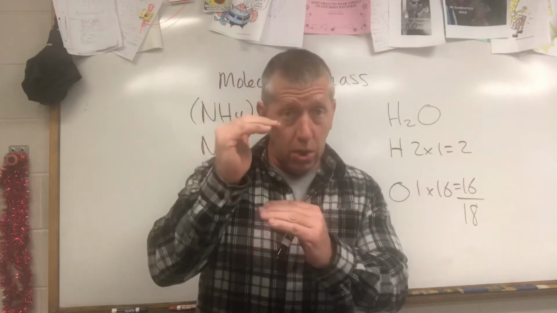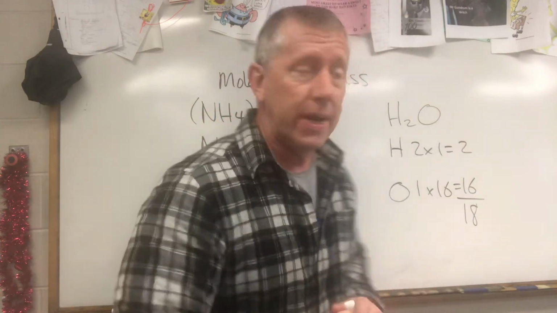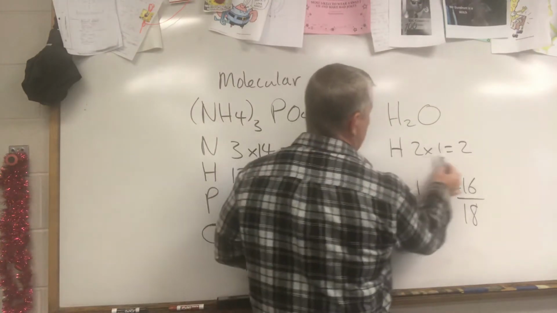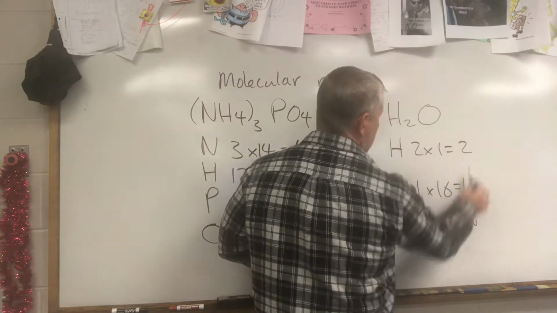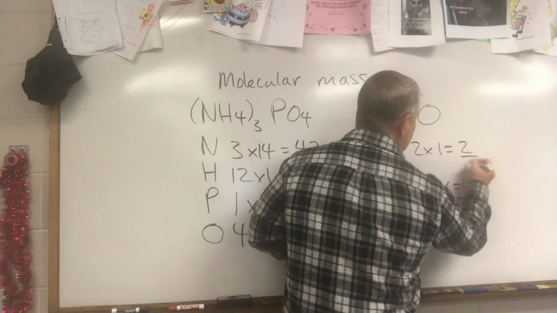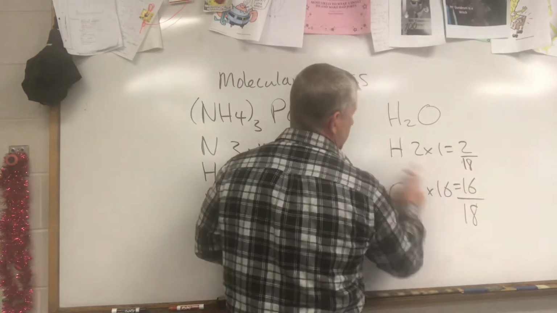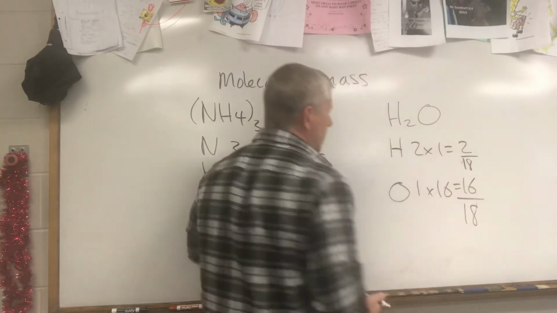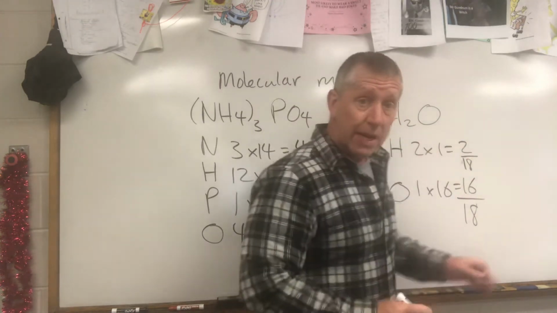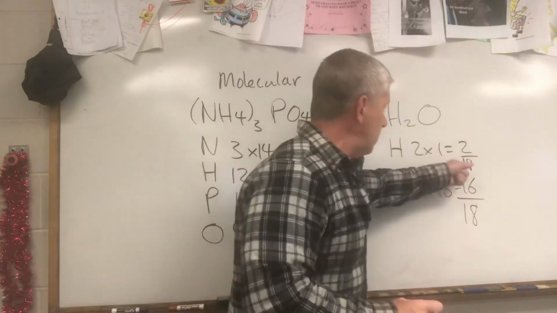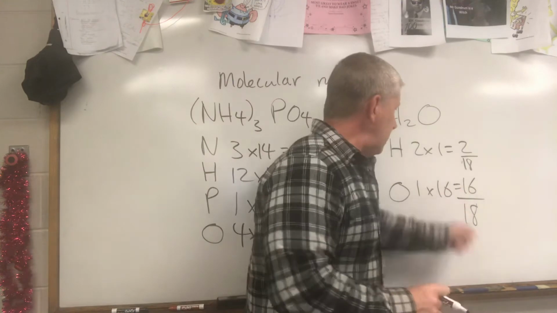Partial divided by whole. So that's how we get our percent. Take the partial for the hydrogen, that's part of the total, and divide it by the whole. So we're going to take each one of these masses, 2 and 16, and divide it by 18. So 2 divided by 18 and 16 divided by 18.